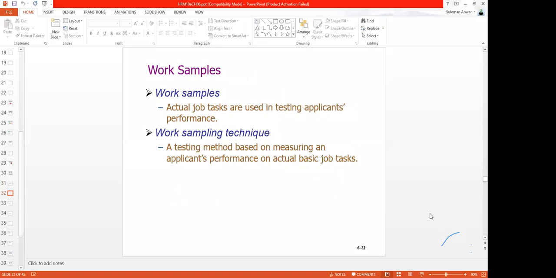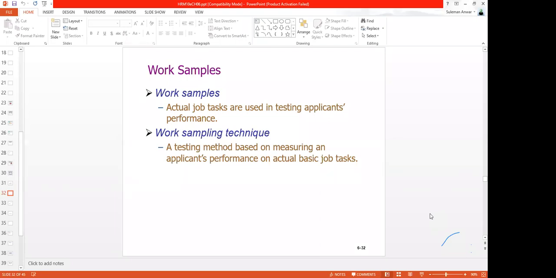In the context of different tests, there can be work samples as well, right? So actual job tasks are used in testing applicants' performance. Okay, so we might have to design an environment which looks like the actual job, and we ask the person to operate in that particular environment for a while. If the person is able to operate positively in an artificially created environment, which is similar to the actual job scenario, the person would also do well in the actual job. So that is the context of work samples.